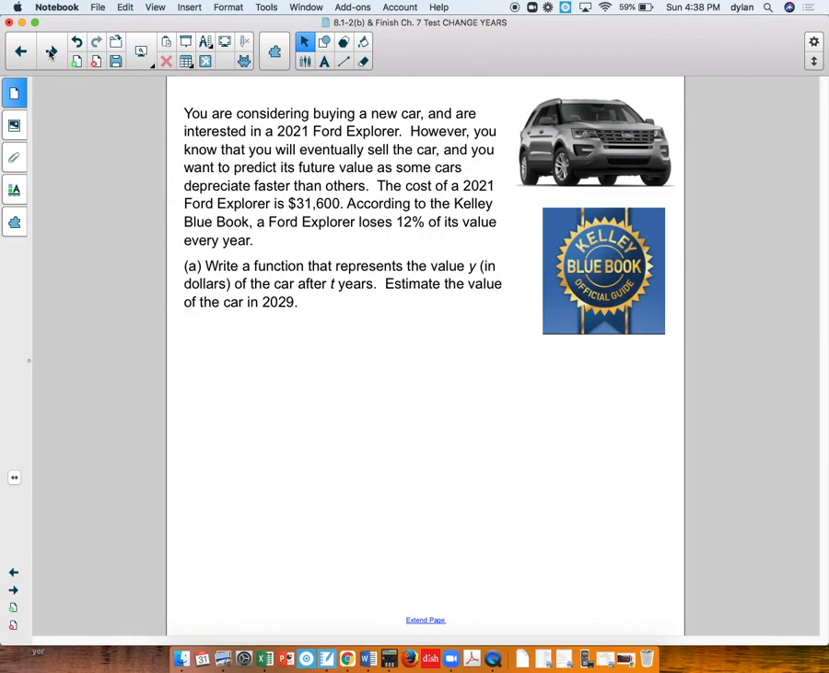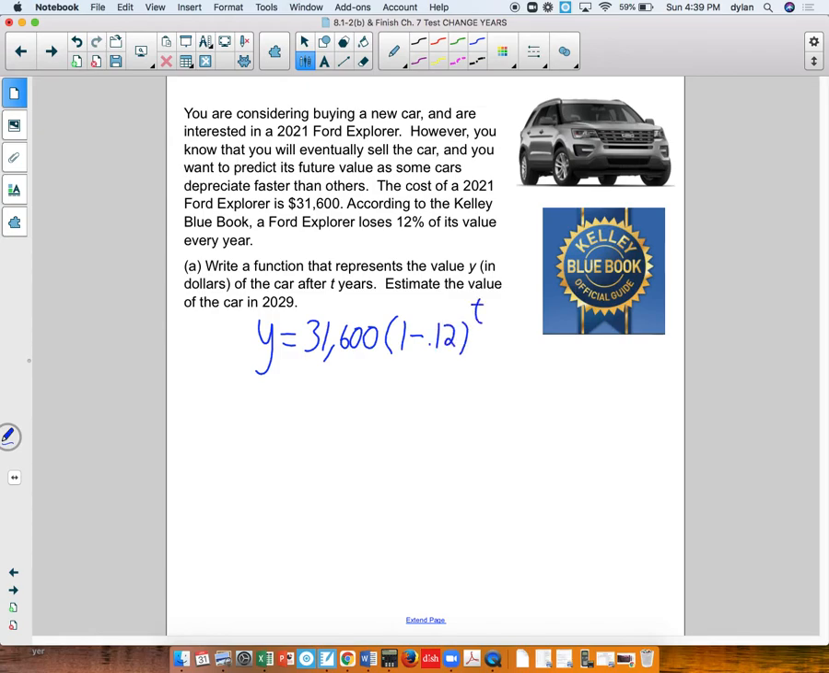According to the Kelley Blue Book, a Ford Explorer loses 12% of its value each year and has a starting cost of $31,600. So we want to write an exponential decay function for this, and then predict the value of the car 8 years later. Our exponential decay function would be y equals the initial cost, 31,600, multiplied by 1 minus the depreciation rate of 0.12, raised to the t.